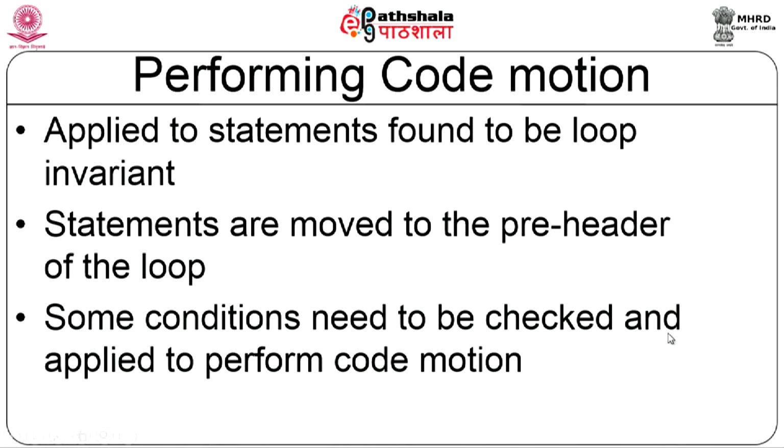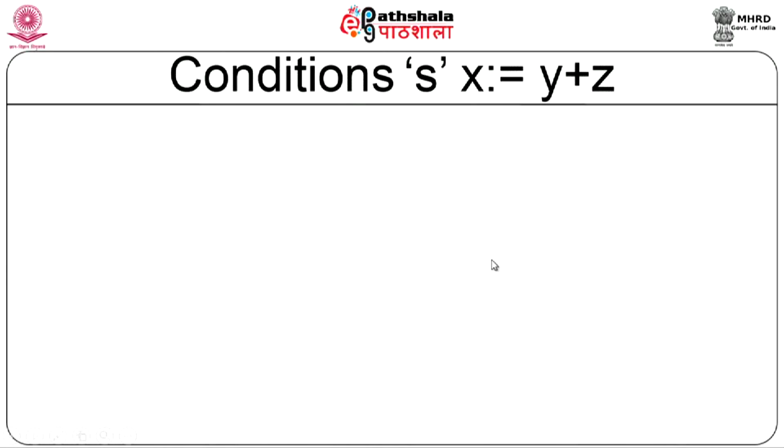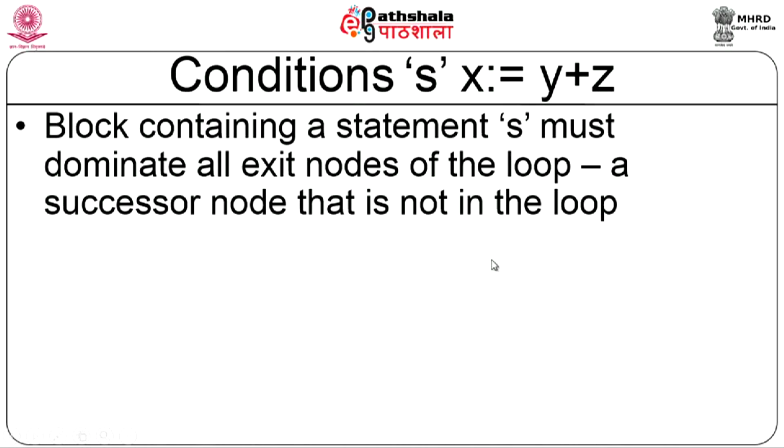Some conditions have to be checked and applied to perform code motion. Supposing you have a statement x = y + z in a basic block containing this statement S, this block should dominate all exit nodes of the loop, that is, a successor node that is not in the loop. So, the first condition is that it should be available in a particular block, and this block should dominate all the exit nodes of the particular loop.